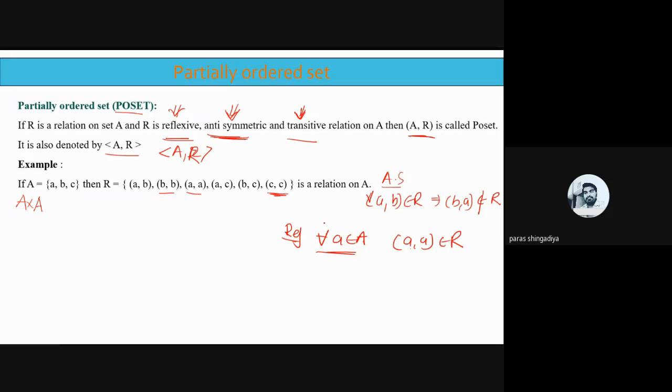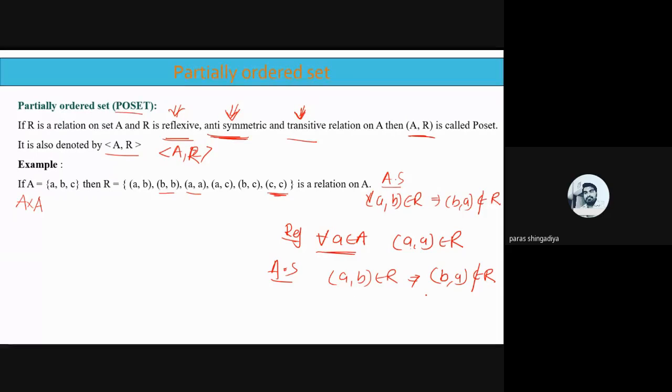So this subset satisfies the reflexive relation. Okay, so it is a reflexive relation on A. Now the second one, antisymmetric. What is the meaning of antisymmetric? If (A, B) belongs to R, it implies its symmetric form (B, A) should not belong to R. Okay, that is called the antisymmetric case.